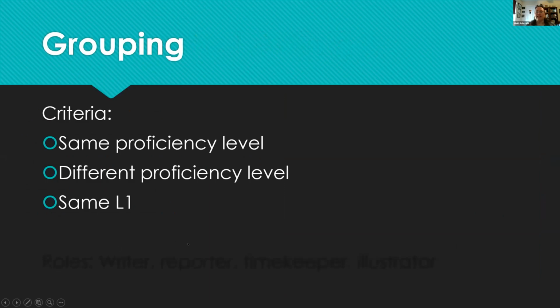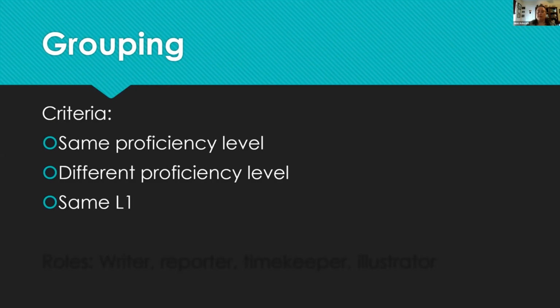So you have seen in all of these examples that I've given how grouping is so important when we talk about differentiation. Some criteria that we might use when we are differentiating is to think about the student's proficiency level, and do we want to put students together who are the same proficiency level? In the reading examples that I gave, where you have one group that is working on phonics, where another group is reading authentic materials, in that case, it would be really important for the students to be with other students who are at the same proficiency level.